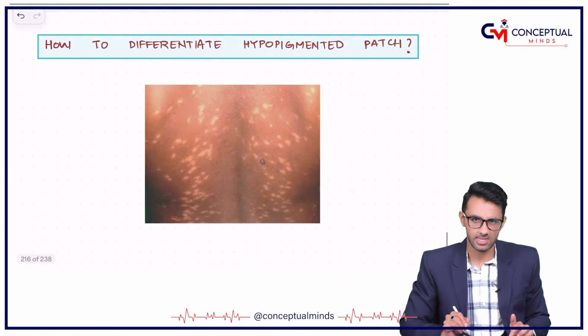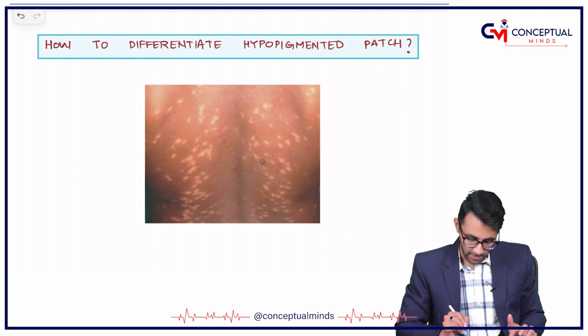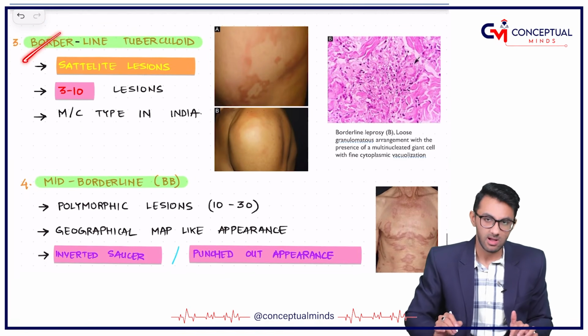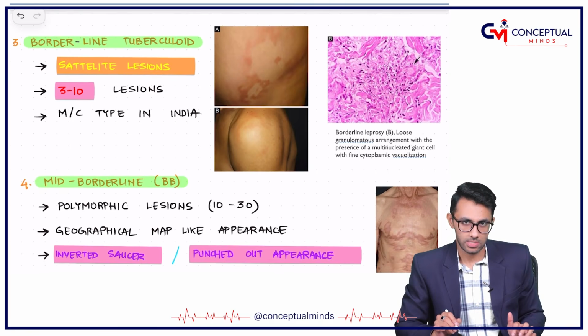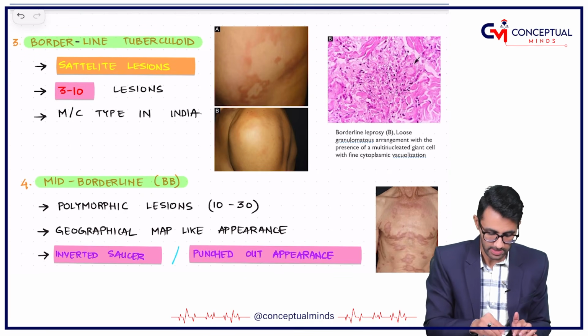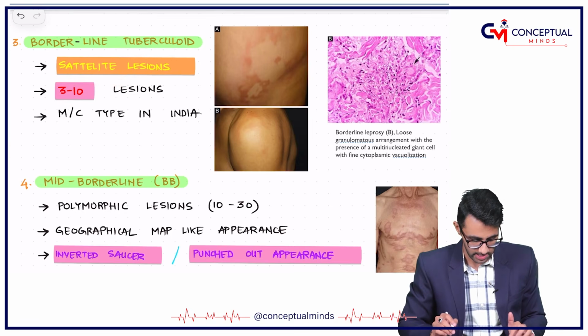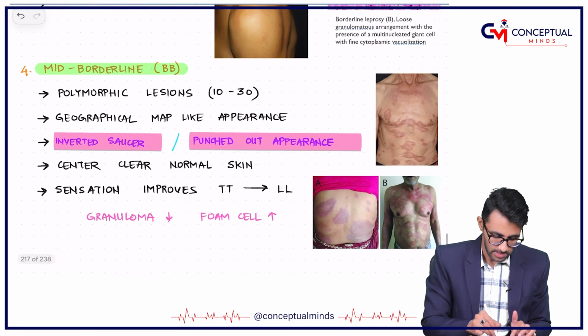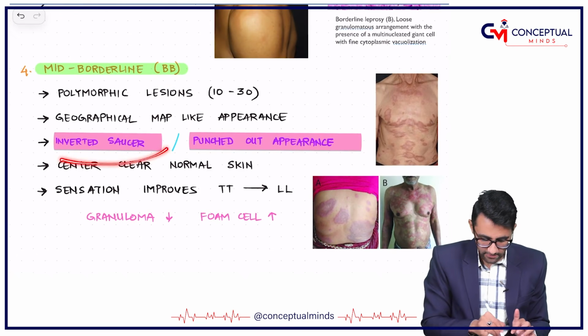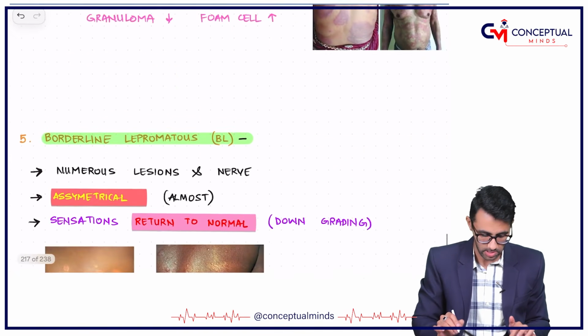How to differentiate the hypopigmented patch? We discussed this already. How about the BT variant? How many lesions will be there? About 3 to 10 lesions will be there. We have something called satellite lesions. Borderline, the BB one, the mid borderline one, we have something called inverted saucer appearance. Yes, inverted saucer appearance will be there.